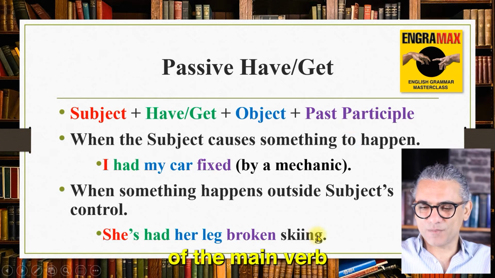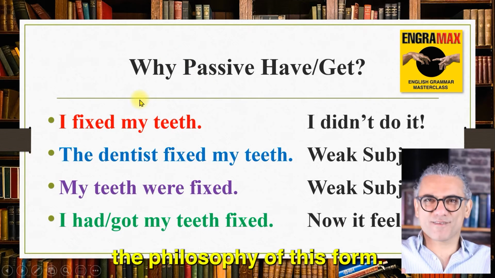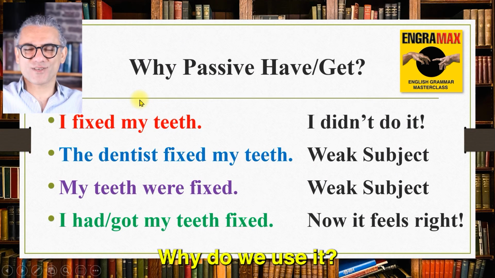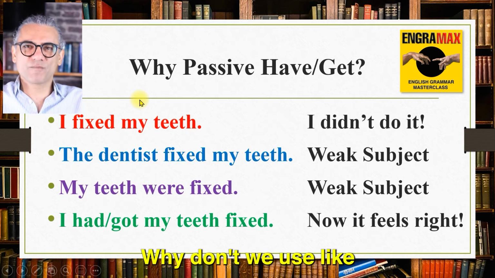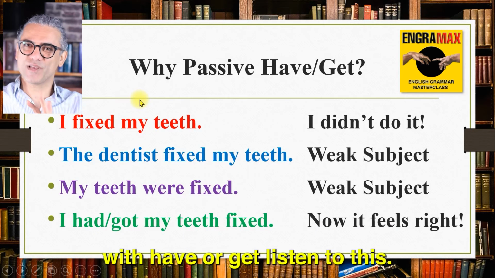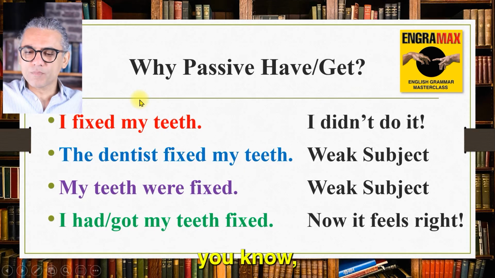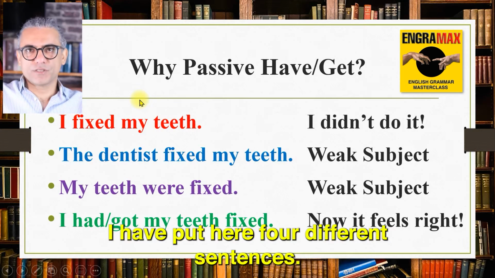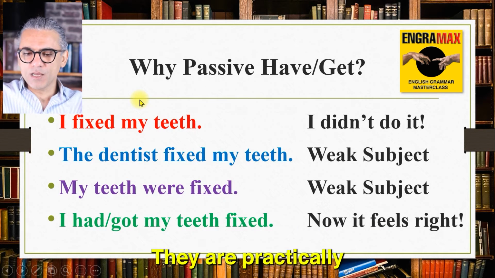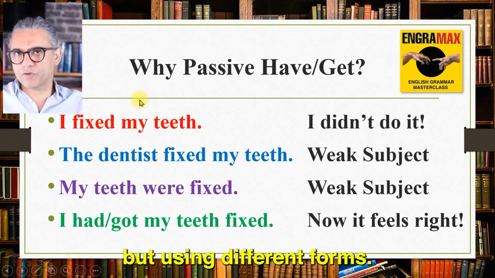Now look, let's talk about the philosophy of this form. Why do we use it? Why bother? Why don't we use a simple active form? Why don't we use a simple passive form? But we use passive with have or get. Listen to this slide. I have put here 4 different sentences. They are practically saying the same thing, but using different forms.